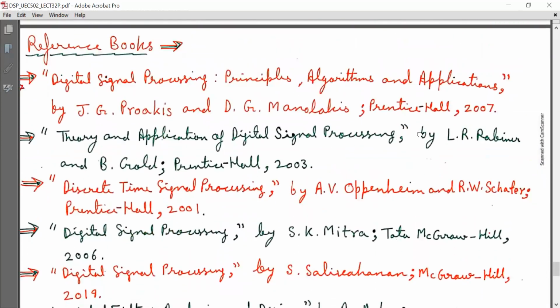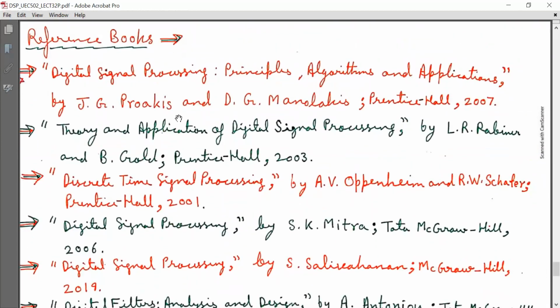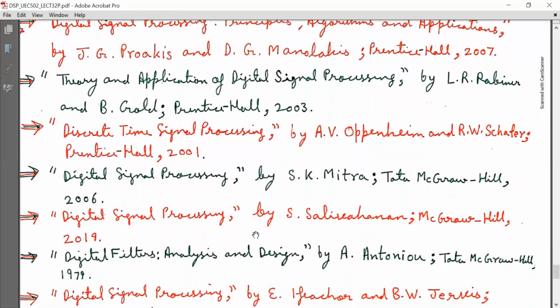Now this article is from the book of John G. Proakis on digital signal processing. This is your textbook. You can also consult S.K. Mitra's book, Digital Signal Processing, and other books shown in the reference books.